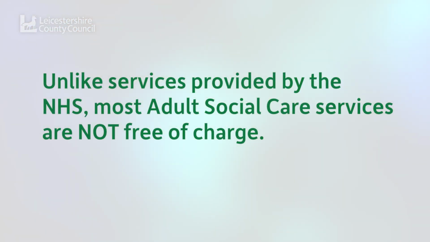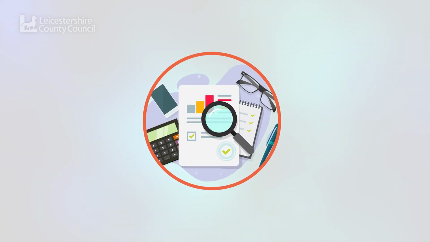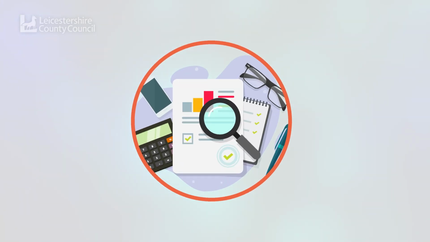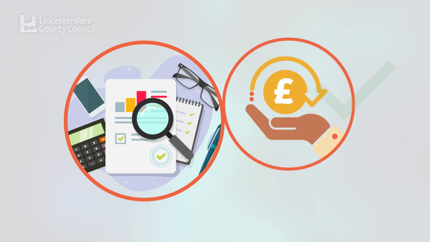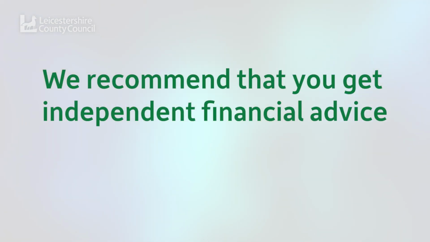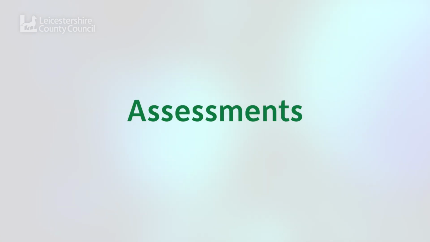Unlike services provided by the NHS, most adult social care services are not free of charge. This means that when the council helps you to arrange your care and support services, you will have a financial assessment to work out how much you have to pay towards the cost of your services. This is worked out using your income and any capital or savings that you have. We recommend that you get independent financial advice.